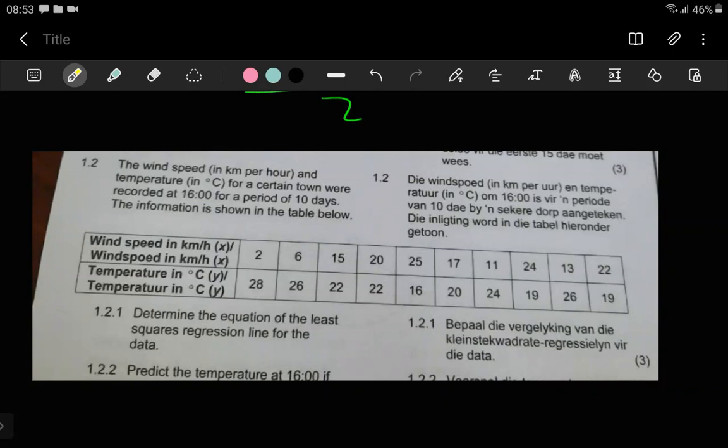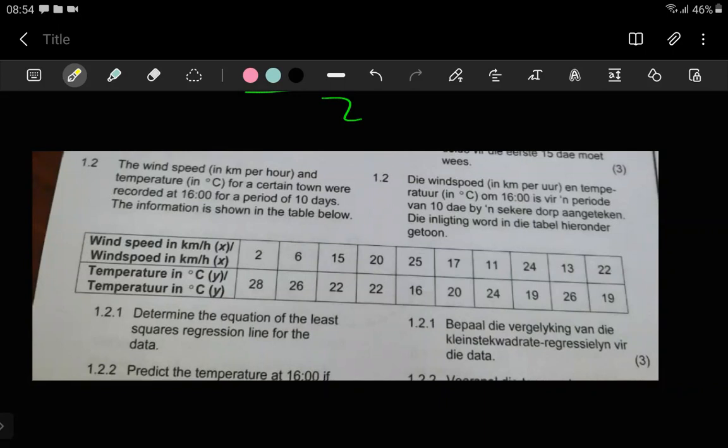So basically your A value is 29,35 and your B value is negative 0,46. Therefore it will be y equals 29,35 minus 0,46x.